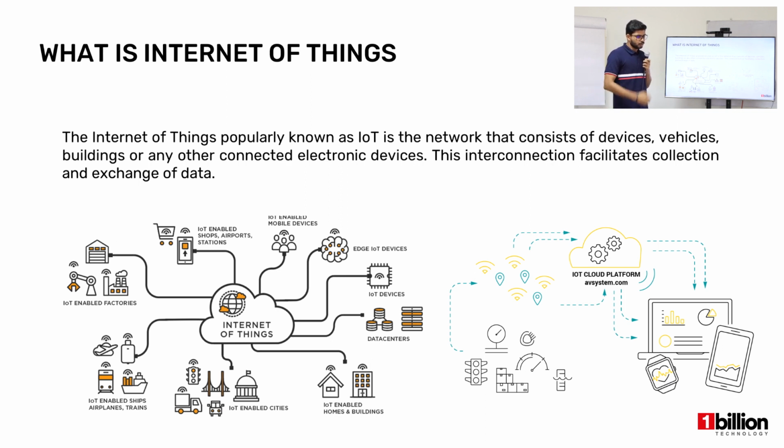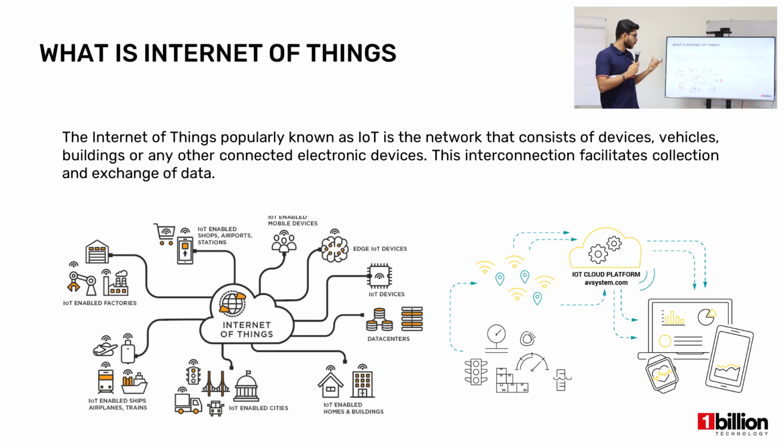Now let's define what is IoT. Simply, IoT means the network of physical devices which are embedded with sensors, software, and other technologies for the purpose of connecting and sharing data among the devices and also over the internet. That's the definition of Internet of Things.